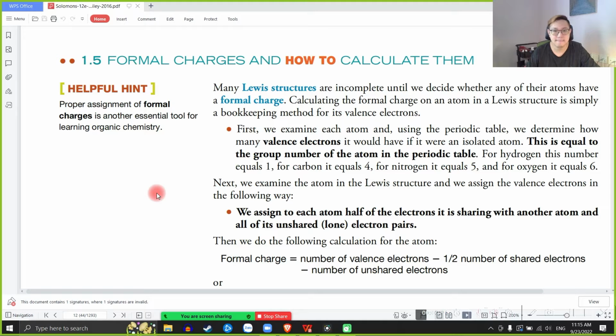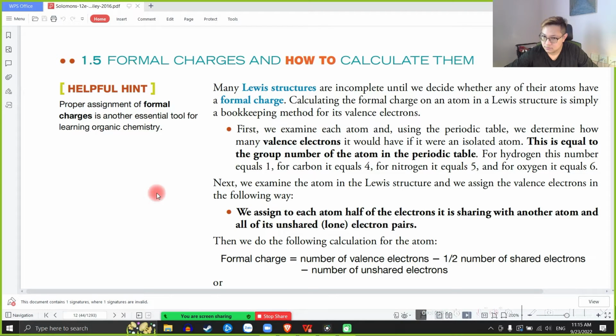We determine how many valence electrons it would have if it were an isolated atom. This is equal to the group number of the atom in the periodic table. For hydrogen, this number equals 1. For carbon, it equals 4. For nitrogen, it equals 5. And for oxygen, it equals 6.